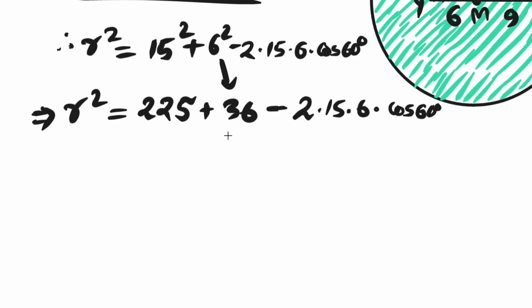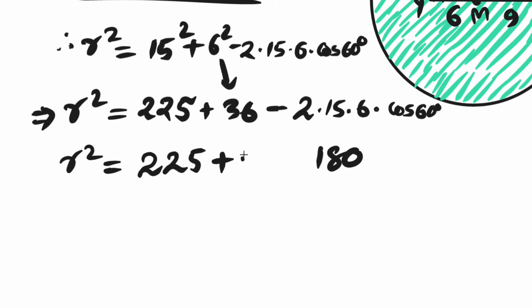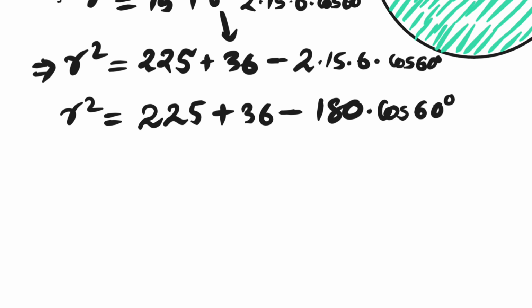Now let's simplify the multiplication in the last term. 2 multiplied by 15 gives 30, and 30 multiplied by 6 gives 180. Therefore, we have R squared equals 225 plus 36 minus 180, multiplied by the cosine of 60 degrees.